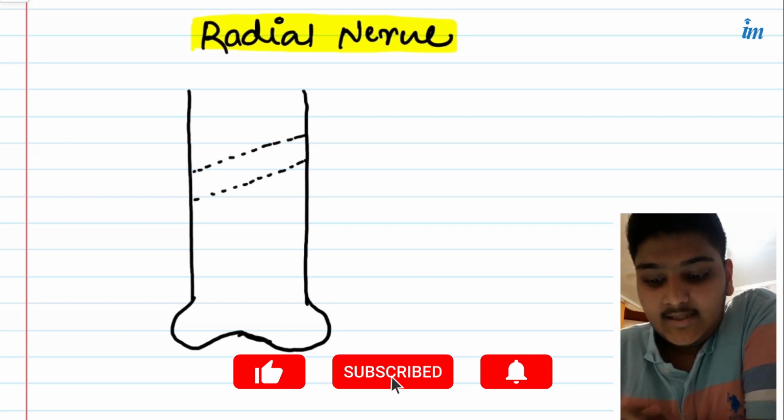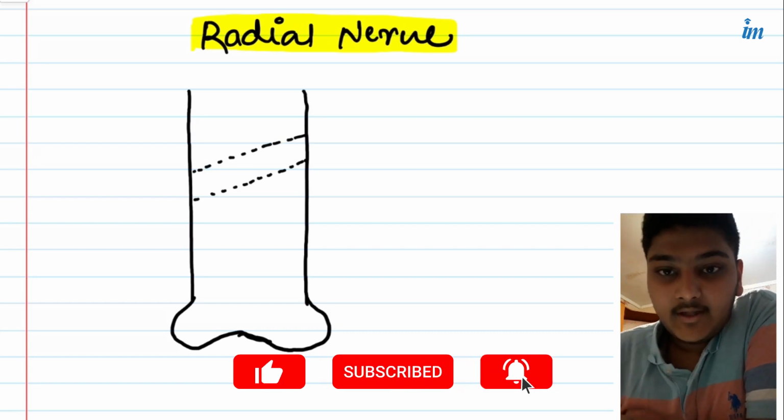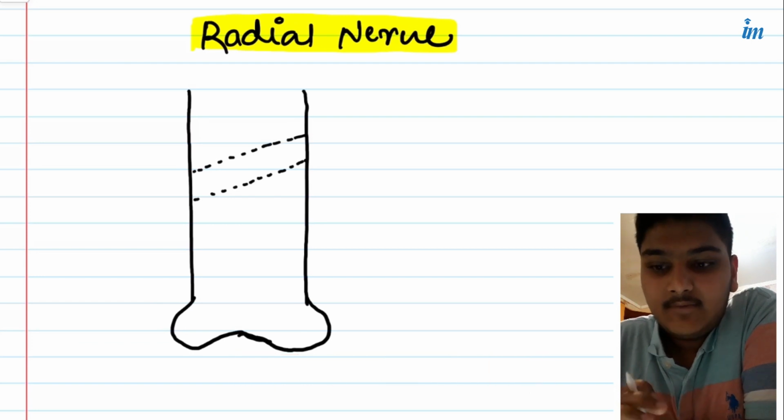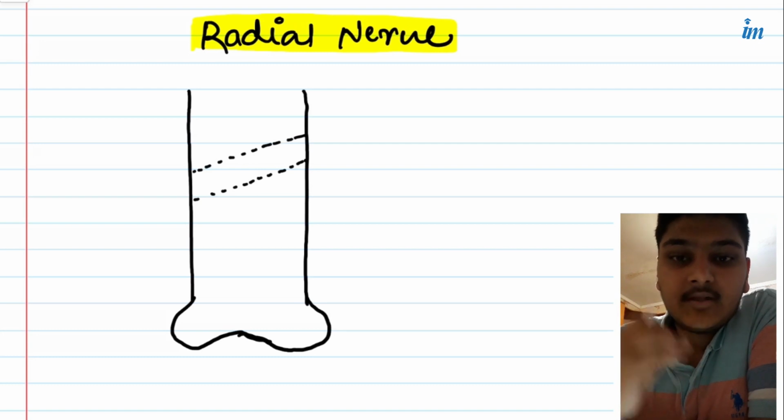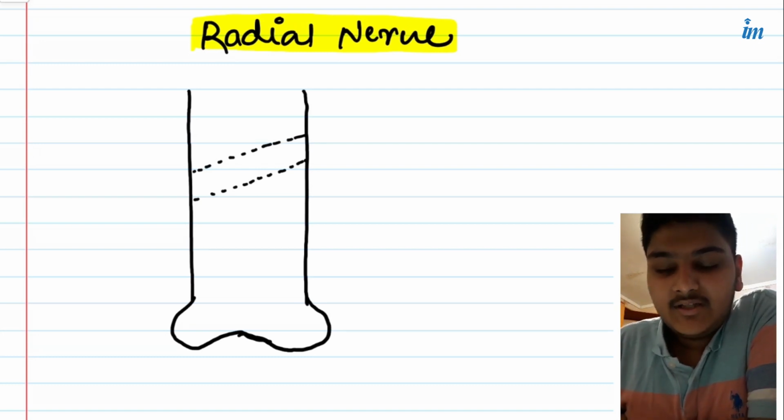Now, before proceeding, let me just give you a brief idea about the topic. So, in the previous videos, we discussed the brachial plexus. Now, we are taking some of the nerves from that brachial plexus, some of the very high-yield nerves, and we'll be discussing them in detail.